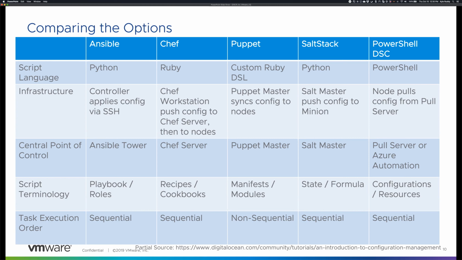They all have their own different pieces for their infrastructure and their central point of control. They all have their own scripting terminology. Chef kind of makes a play off of their name with recipes and cookbooks. However, when it comes to PowerShell DSC, it's configurations and resources. And then mainly all of them are going to be sequential based. Puppet's a little bit of an oddball there, but you can force it to be sequential if you need it to be.